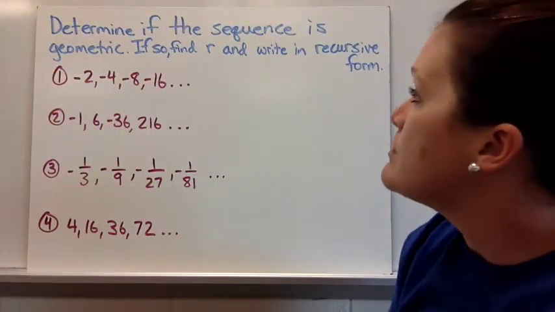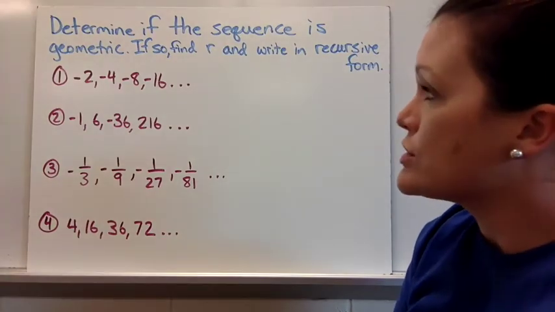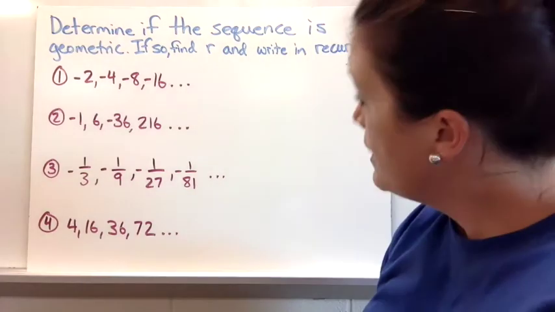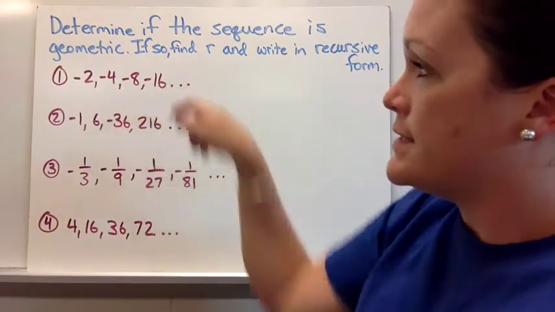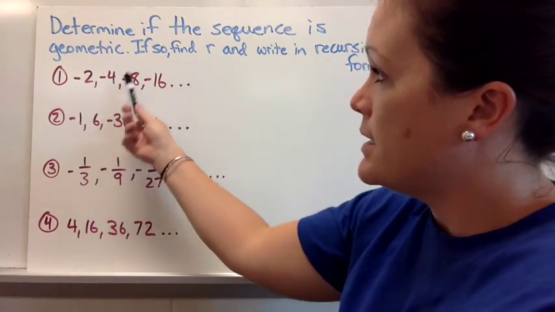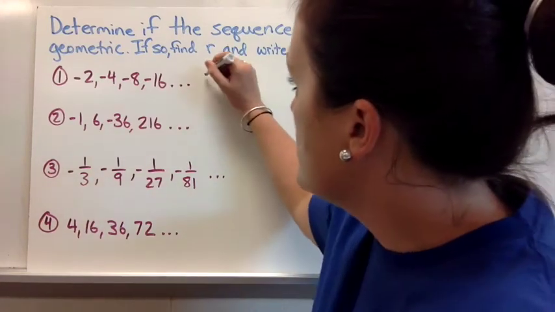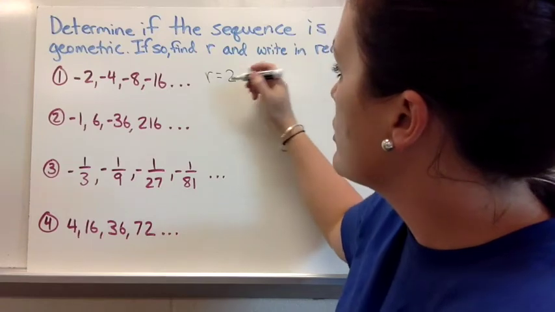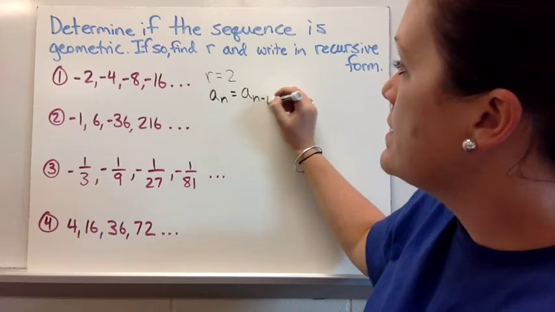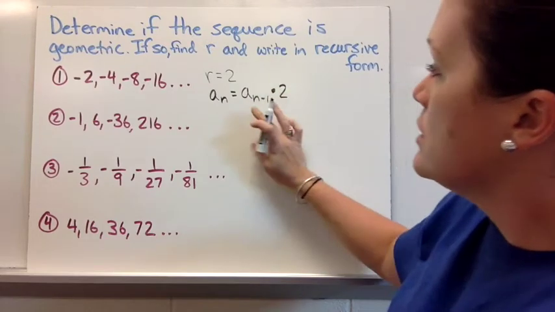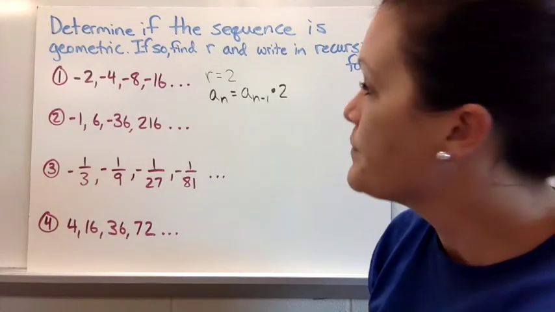Here we want to determine if the sequence is geometric, and if so, find r and write it in recursive form. So these are pretty straightforward. Let's look at this one. We have -2, -4, -8, -16. Is that multiplying each time? Yes, it is multiplying by 2. So let's put r would equal 2, and my recursive form is a sub n equals a sub n minus 1 times 2. The previous term times 2 gives me the one I'm looking for.